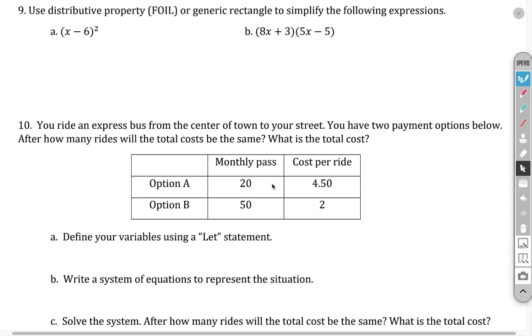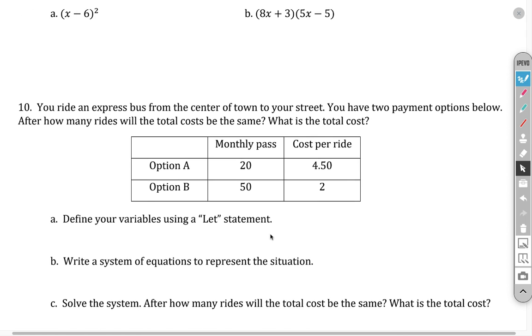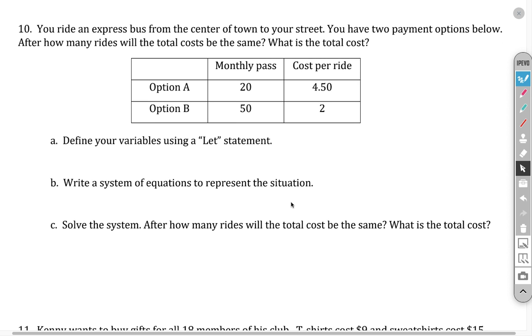All right, just a few more. All right, number 10 says, you ride an express bus from the center of town to your street. You have two payment options below. After how many rides will the total cost be the same? And what is the total cost? All right, well, the biggest thing here is we're trying to figure out when they're going to be the same. So this tells me I'm going to use equal values.